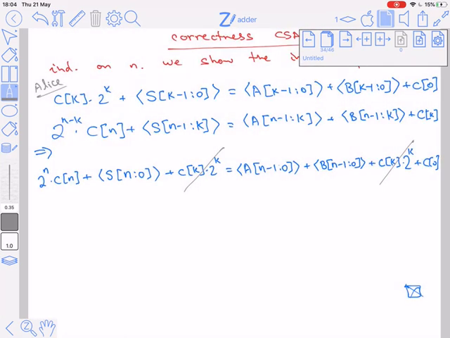And this CSA outputs these bits of the sum and this bit of a carry, and we know that this equality holds because of the induction hypothesis. Now we have the part which Bob is in charge of. So Bob adds A from position n-1 to k and B from position n-1 to k.